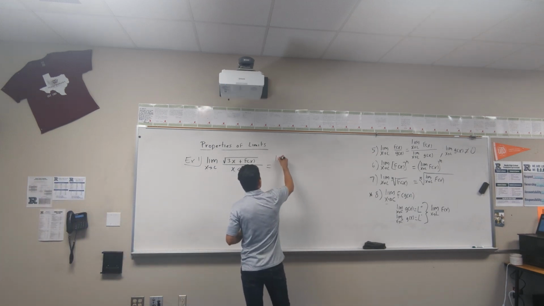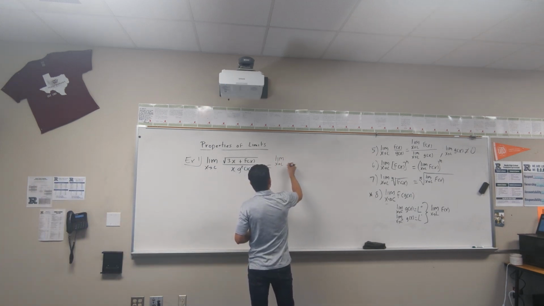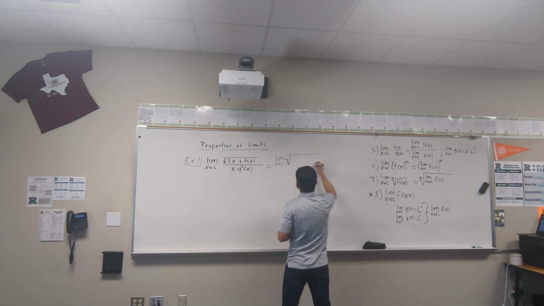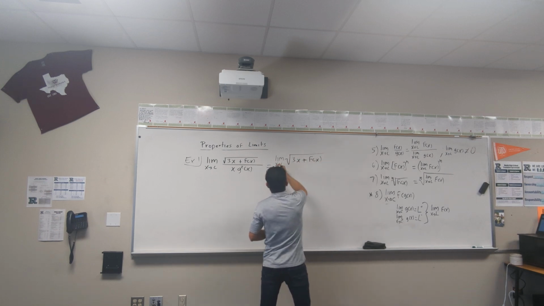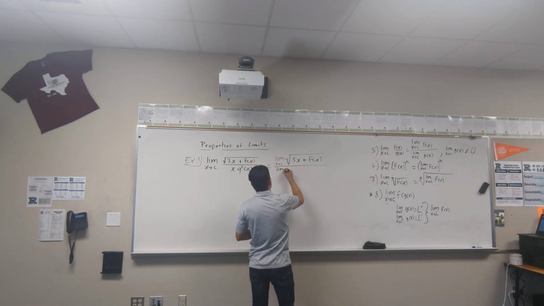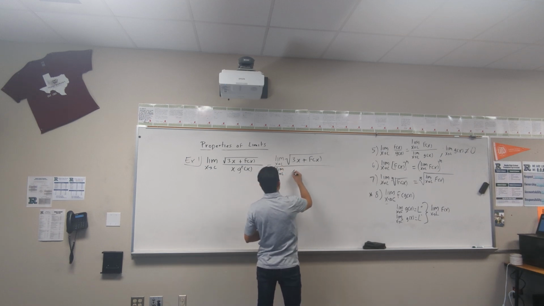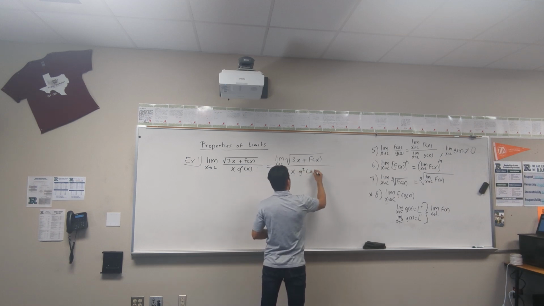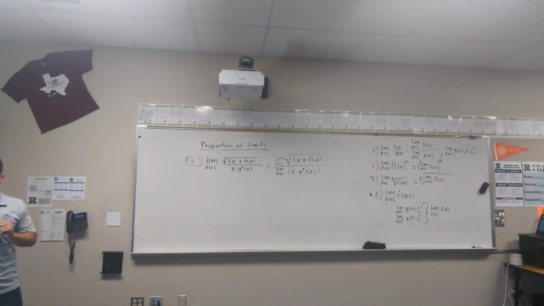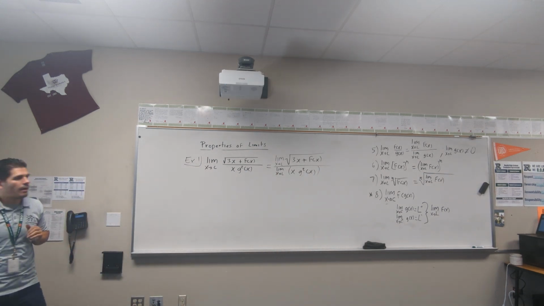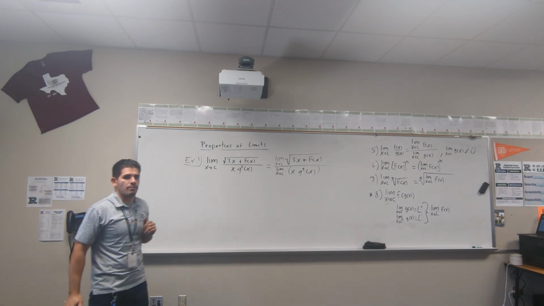So limit as x approaches c, the numerator is the square root of 3x plus f of x. Denominator, limit as x approaches c of x times g squared of x. Okay, perfect. Any questions on that one? Now what would you suggest from here?